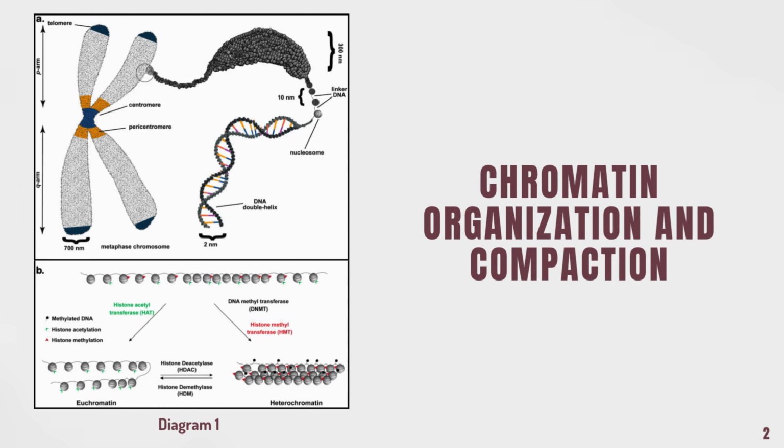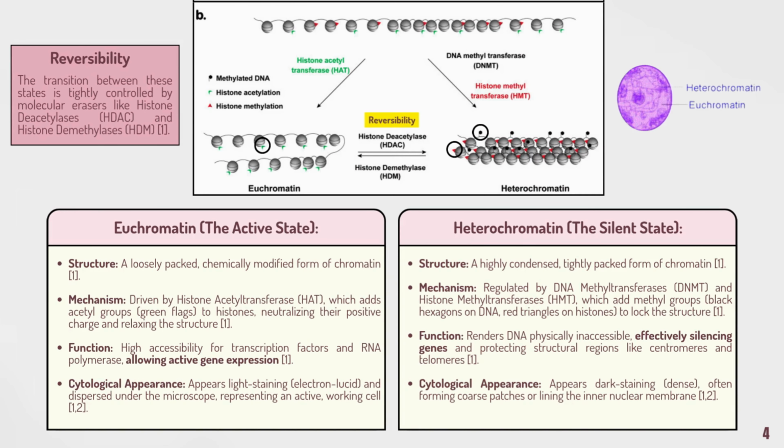Next, as you can see in section A of the diagram, from the bottom, the process starts at the 2 nanometer DNA double helix, and DNA wraps around histone proteins to form nucleosomes, looking like beads on a string. And next, these beads fold into thicker 300 nanometer fibers, which tightly condense into the classic X-shaped metaphase chromosome during cell division.